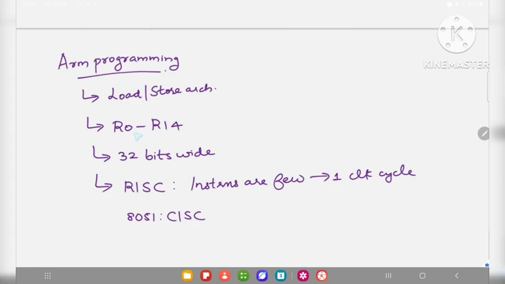The registers we are going to use in user mode in ARM are R0 to R14. Every register is 32 bits wide, so you can say 4 bytes in a register at a time. It follows a RISC architecture. That means the instructions are few, but the operands could be more, and most of the instructions will execute in one clock cycle. Whereas 8051 follows a CISC architecture. The first thing we are going to see is about load or store architecture in ARM.